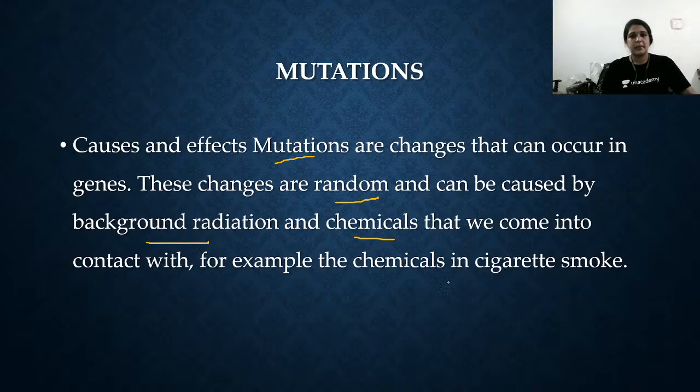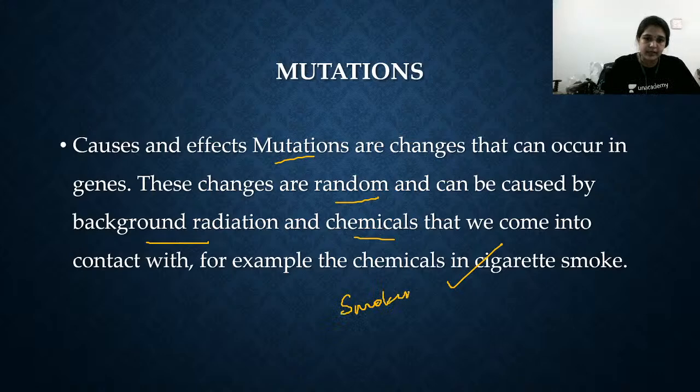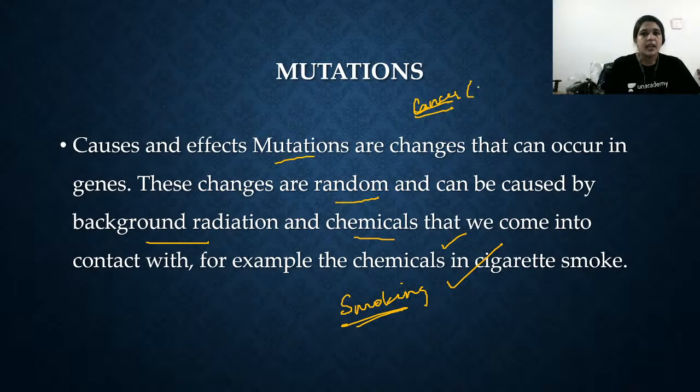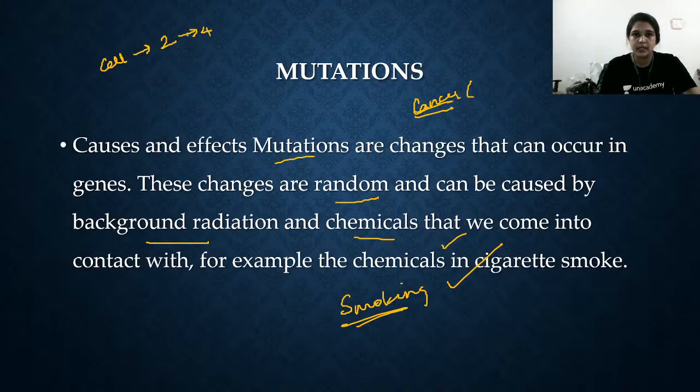Okay, for example, chemicals in cigarette smoke. How do we say that smoking creates cancer? Every time you watch a movie, it says smoking creates cancer. We see that. How? Because the chemicals in the cigarette are creating mutations in the gene. What is cancer, first of all? Every cell divides. One single cell divides into two, two into four. So it keeps on moving. Okay, that is how it works.